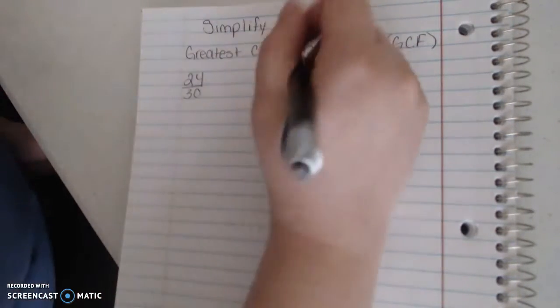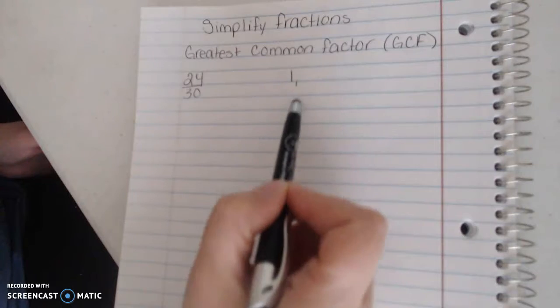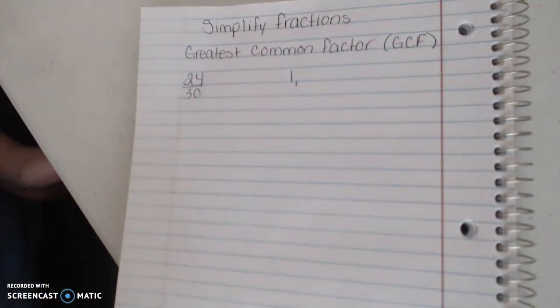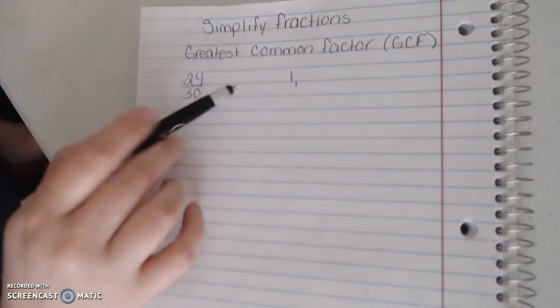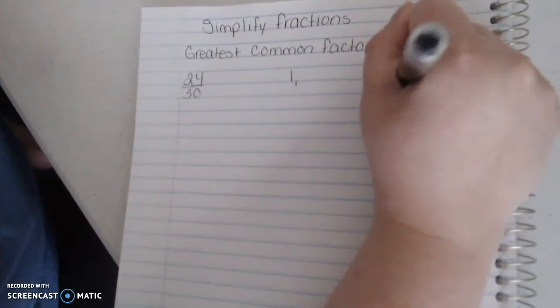So for 24, I'm going to start with 1 and I want to go from there. I want to keep this like a number line so my numbers line up so I can easily see what the greatest one is, or the common one is. Well, the greatest and the common. So what can I multiply by 1 to get 24? Well, that would be 24. Then I just work myself up from there.